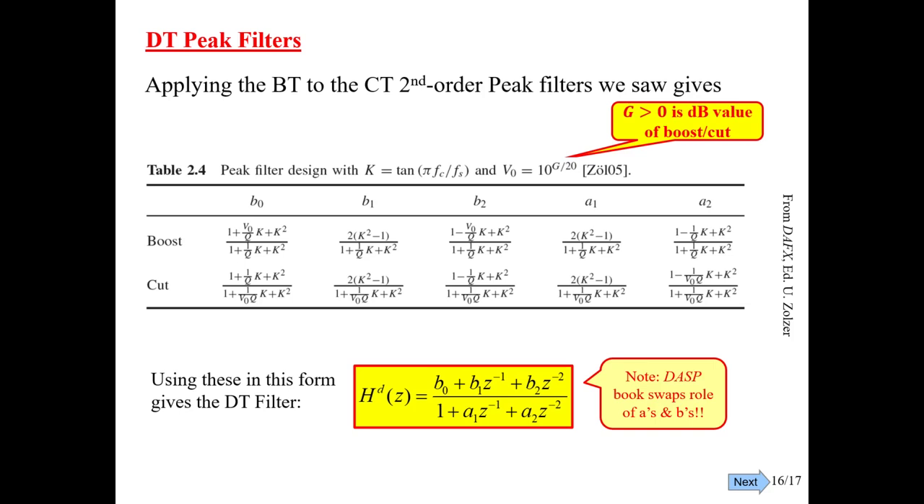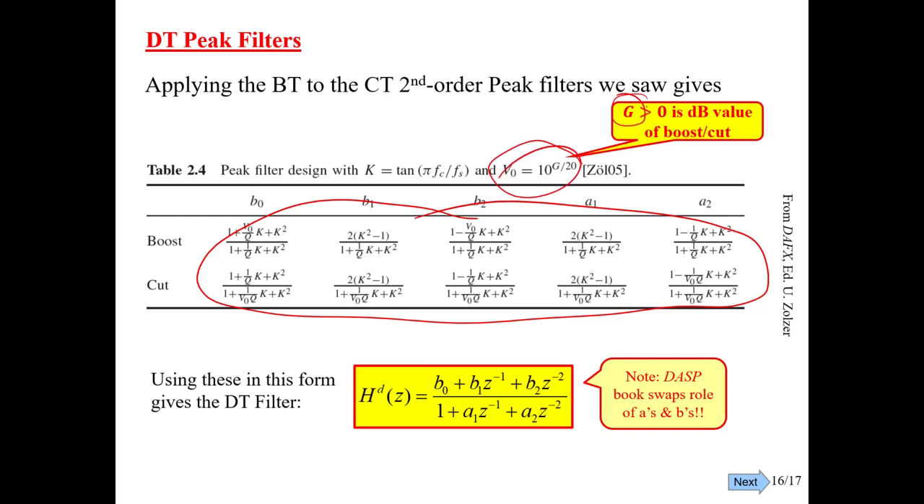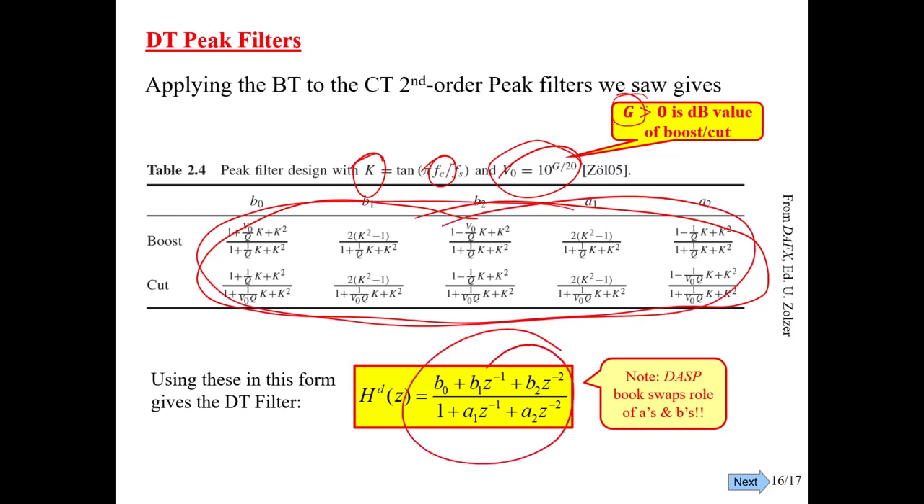And then peak filters, second order peak filters. We go through the same thing, and again, you can see the two different forms for boost and cut. So these are nice things. You can just code them right in. User tells you what the G value is. You convert the G value to V0. They tell you what the cutoff of the peak filter is, so that's the center frequency. You figure out what the K is. You compute your coefficients, plug them in, and you've got your filter.